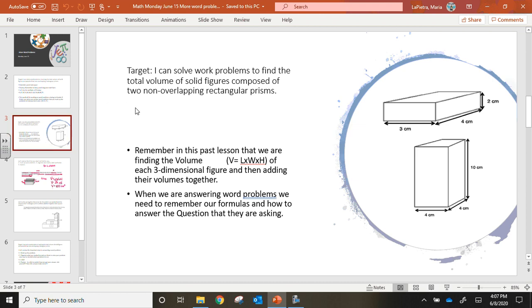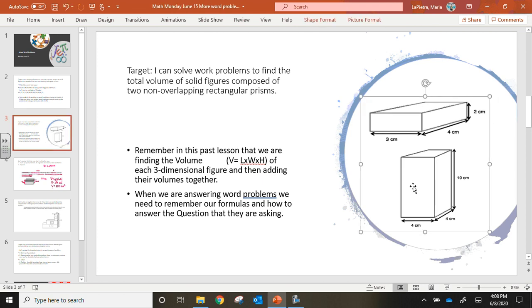So let's remember in the past lesson that we are finding the volume, and volume equals length times width times height of each three-dimensional figure and then adding their volumes together. So this is just a brief review of what we've done in a past lesson. For this first figure you would say 3 times 4 times 5, and in the second figure you would say 4 times 4 times 10, and then you would take the volume from this top one and the volume from the bottom one and add them together.